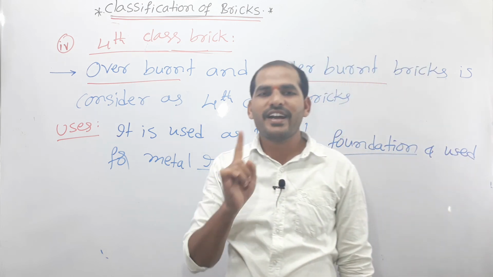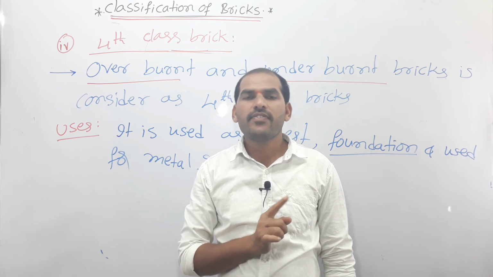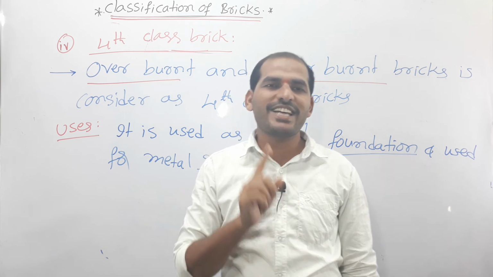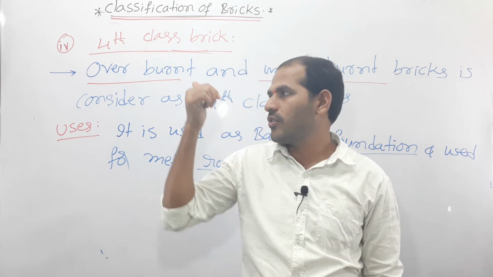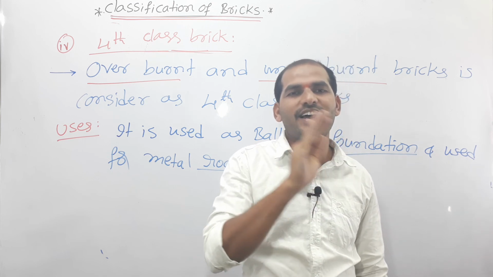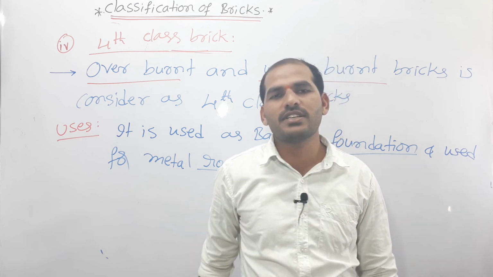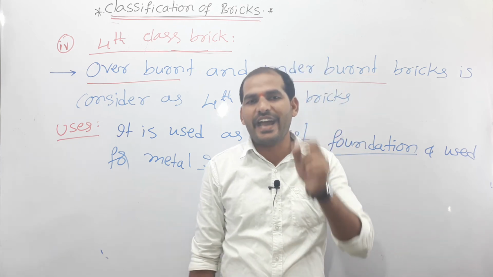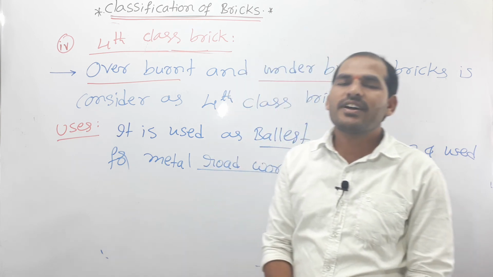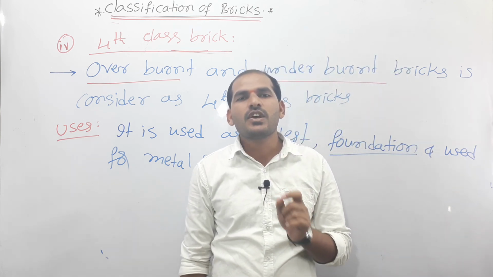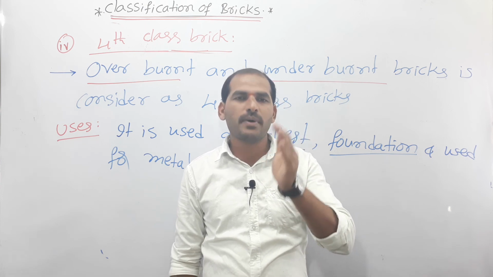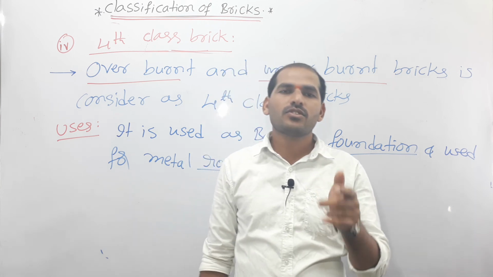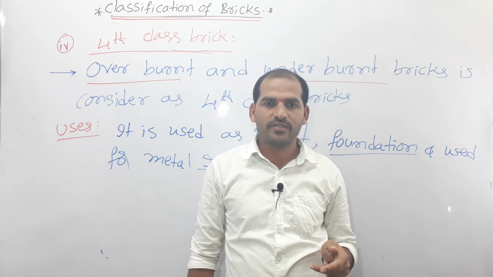So first class brick and second class brick. If you take the compressive strength and the water absorption test, a minimum of 5 samples is required to test the bricks, for first class, second class, third class and fourth class. For the classification of these bricks, take the average of 5 bricks' results. For the first class brick, compressive strength should not be less than 10.5 Newton per mm square. Water absorption should not be more than 20% of its own weight.